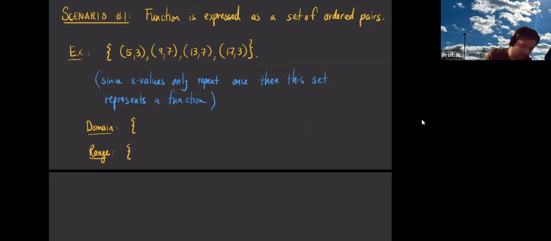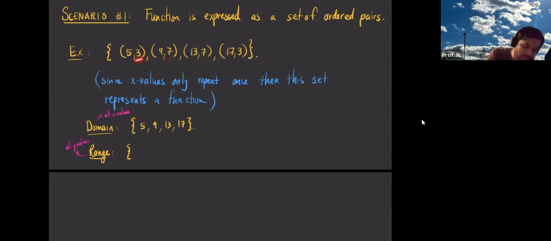So we want all the x values, and the range will represent all y values. So all the x values are what? 5, 9, 13, 17. Remember we talked about the set using the curly braces. And then the range are what? All the y values. And remember, the y values can repeat, so that's okay.